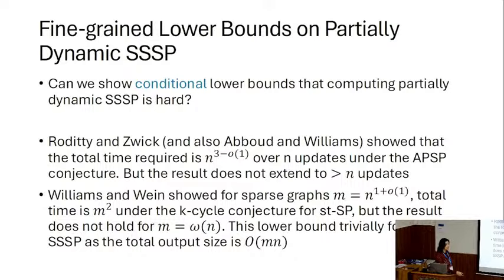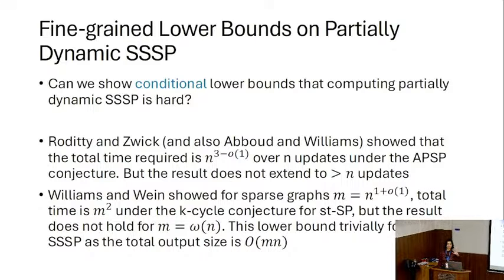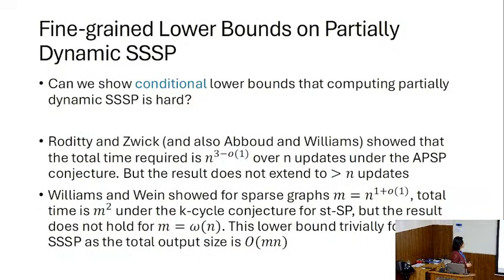Whenever you cannot make progress in algorithms, the next thing that you try is to show lower bounds. So people have worked on showing lower bounds for partially dynamic single source shortest path. What kind of results are known? Again, these lower bounds, as you will see here, are conditional lower bounds. They are based on certain other problems or conjectures being hard, and then based on that you show lower bounds for dynamic SSSP.